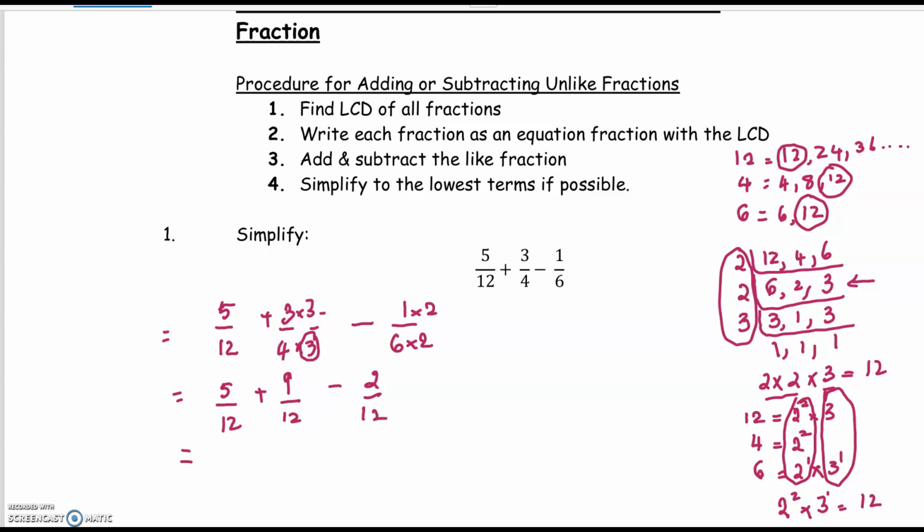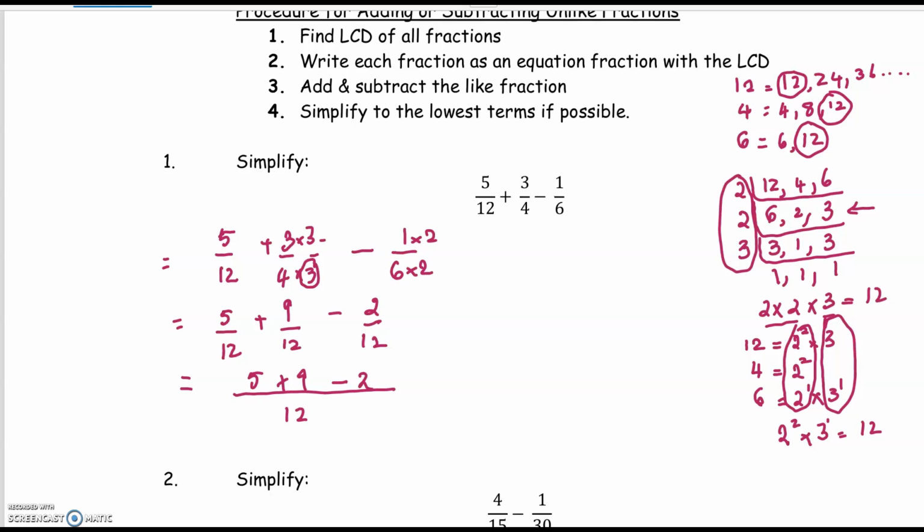So this is equal to a common denominator of 12, 5 plus 9 minus 2, and that's equal to 9 plus 5 is 14 minus 2, it's 12. 12 over 12 equals 1. So the final answer is a 1.